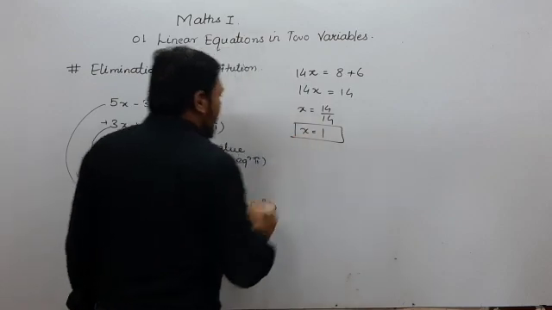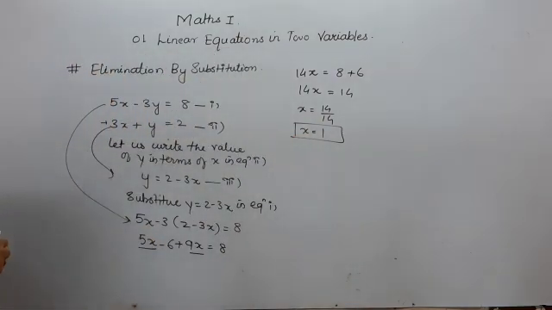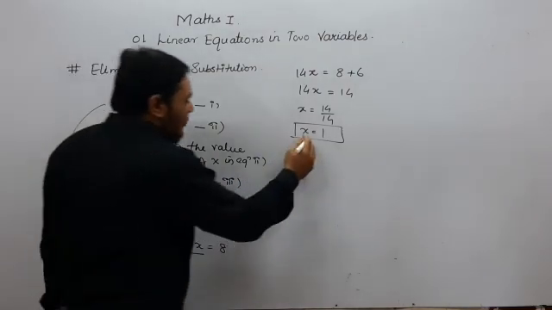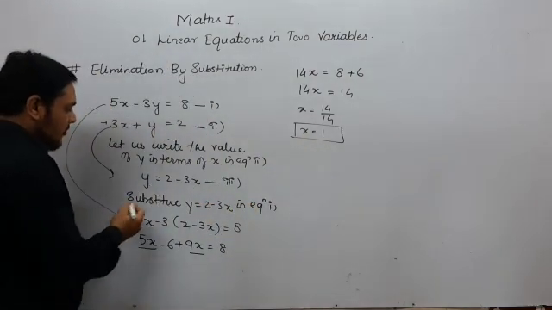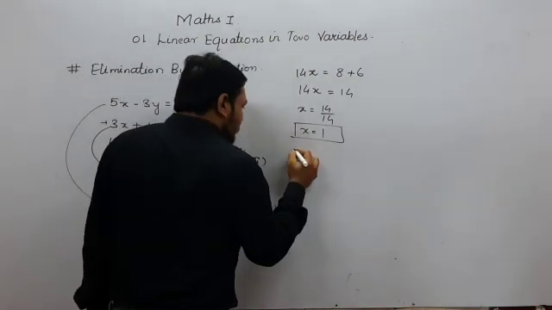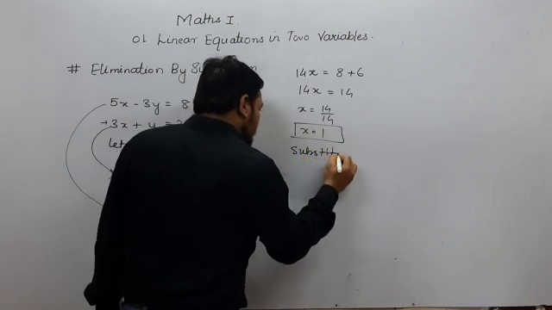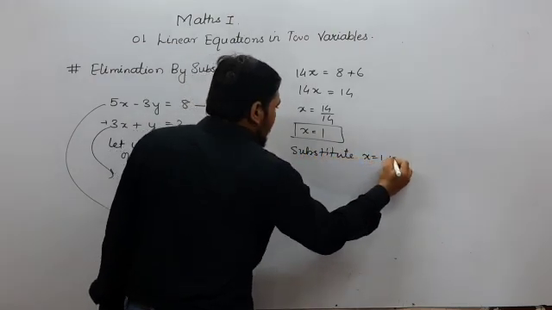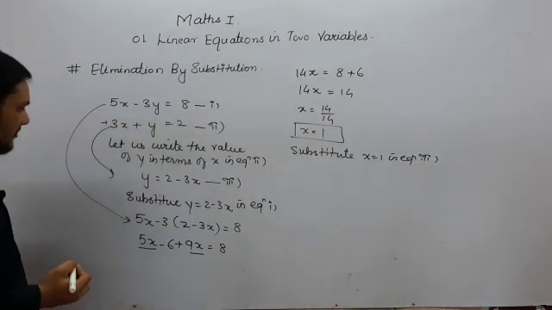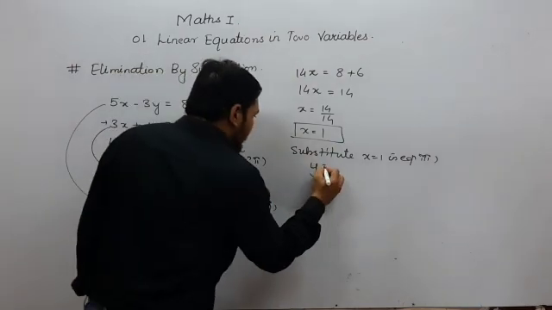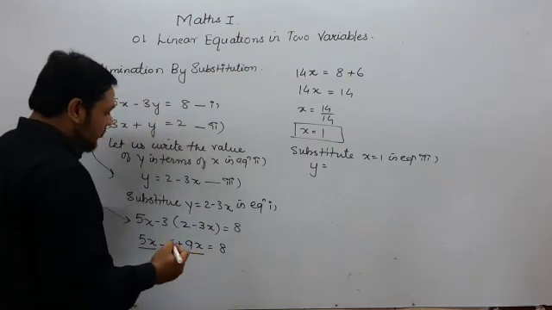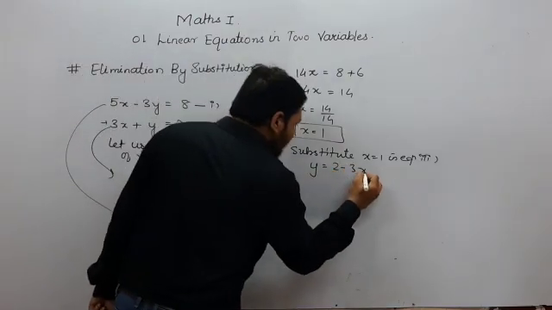So you got the value of x. Now you have to find the value of y. For finding y, put x equal to 1 in equation 3, because we already have the value of y there. So you are putting this value in the third equation. What will you get? y equal to 2 minus 3x. I write the equation as it is first and then put the value.